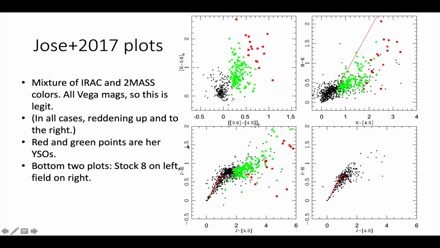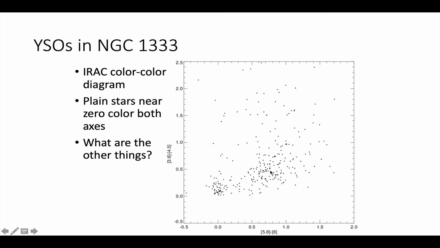Here is J minus H versus J minus 4.5. This is also that same color space. She's now, again, comparing the Stock 8 field on the left with a control field on the right. So you can see that the field stars are sort of clumped near the main sequence with a handful of possibly reddened or otherwise weird things. Here she's got mostly field stars clumped around the main sequence, but then all of her young stars are very, very red. So again, the young stars are different than the neighbors.